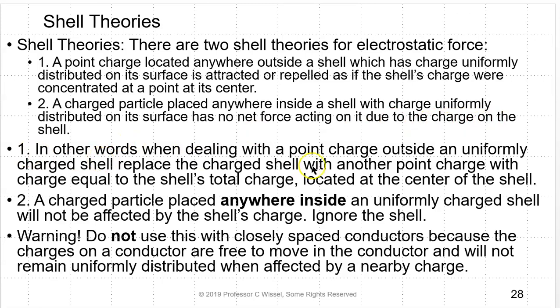Number 1, in other words, when dealing with a point charge outside a uniformly charged shell, replace the charged shell with another point charge with charge equal to the shell's total charge located at the center of the shell. Number 2, a charged particle placed anywhere inside a uniformly charged shell will not be affected by the shell's charge, so you can ignore the shell. Warning, do not use this with closely spaced conductors because the charges on a conductor are free to move in the conductor and will not remain uniformly distributed when affected by a nearby charge.